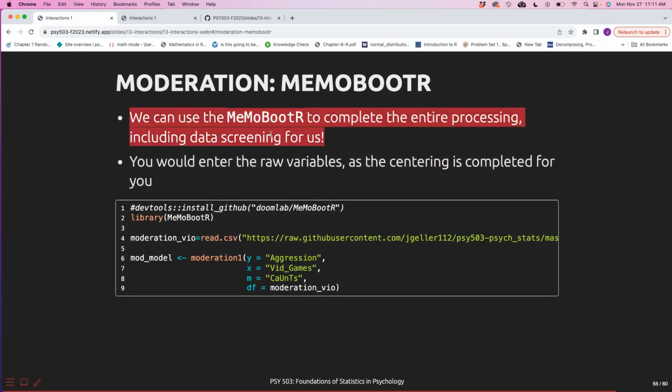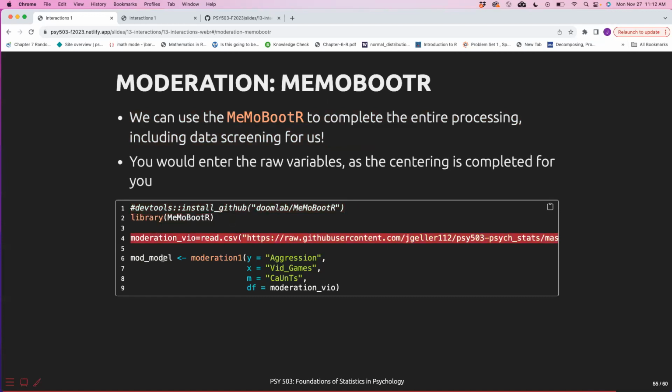So one package I wanted to highlight is by my good friend Erin Buchanan. She created this package called the MIMR boot R package, which is fun to say. The reason why I like this particular package is because it does pretty much all the moderation analysis for you in one function. We can't download this from CRAN, so instead you have to download it from GitHub, but we can load the library in. And then there's a function called moderation1.